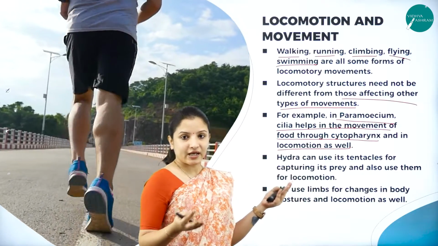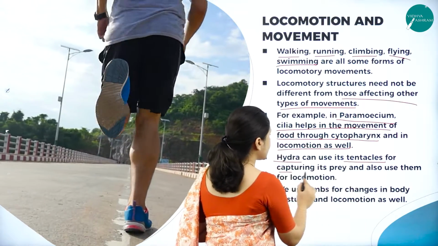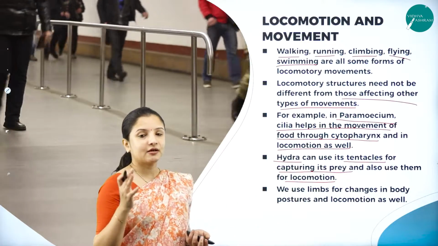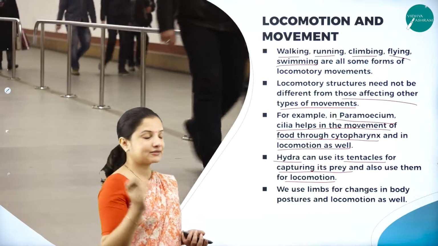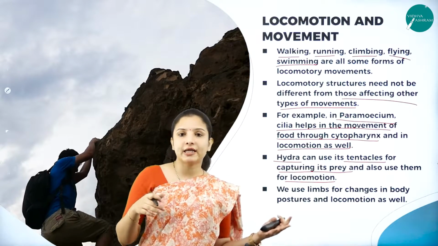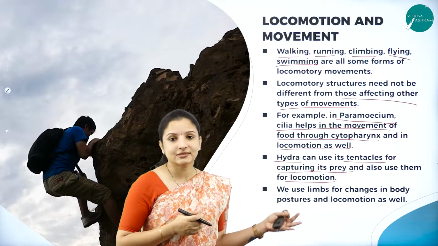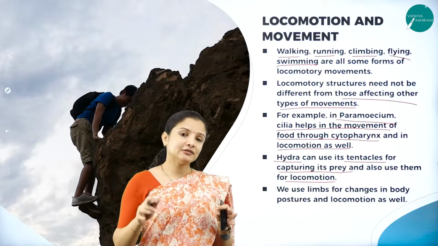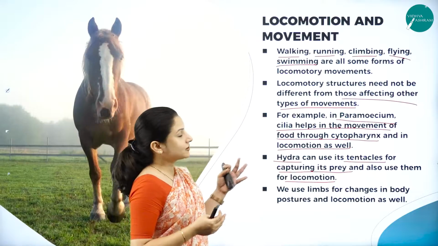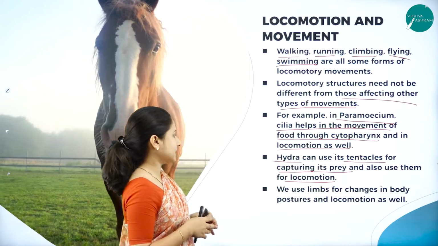And say for example, we have hydra. So hydra, they can use their tentacles for capturing its prey, and also they can use them for locomotion. So hydra, it is a water dwelling organism which has tentacles. So that tentacles help in movement of the hydra from one area to another. Not just that, for capturing the prey and feeding onto the prey also, these tentacles will help. So the tentacles are performing two functions here without affecting either of the function. So that is the important factor of the locomotory structures in most of the organisms.